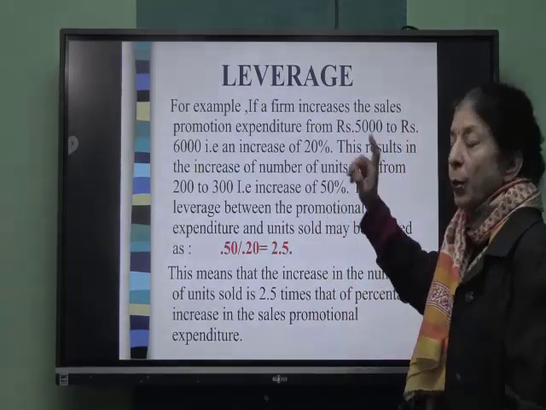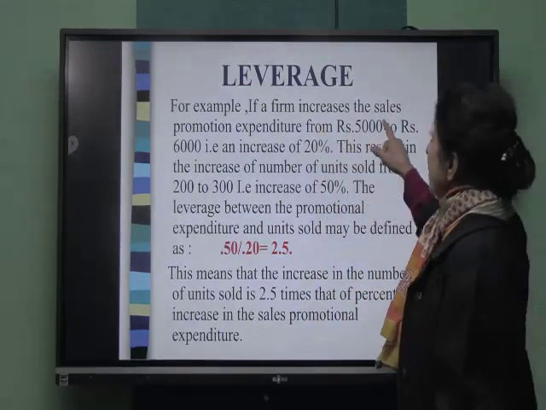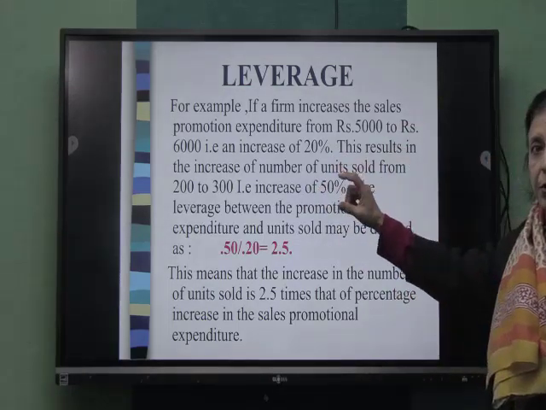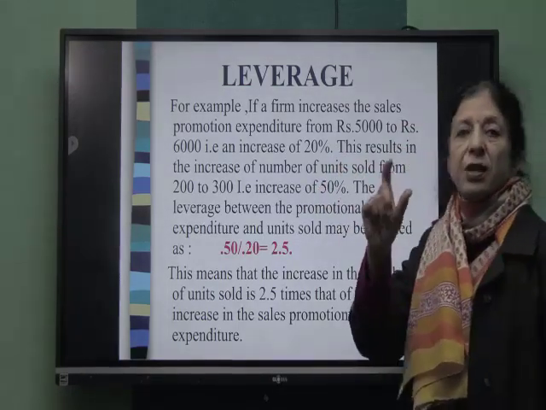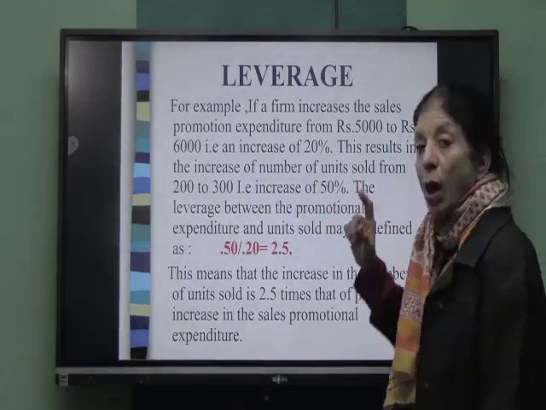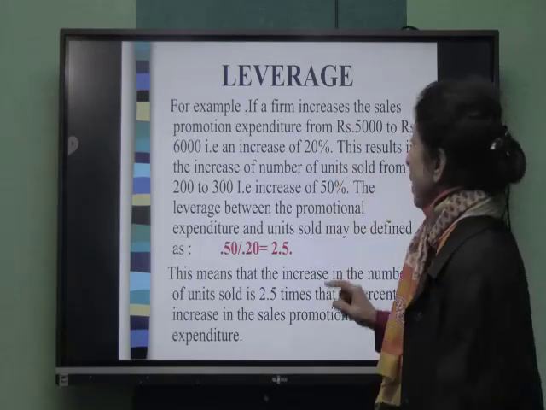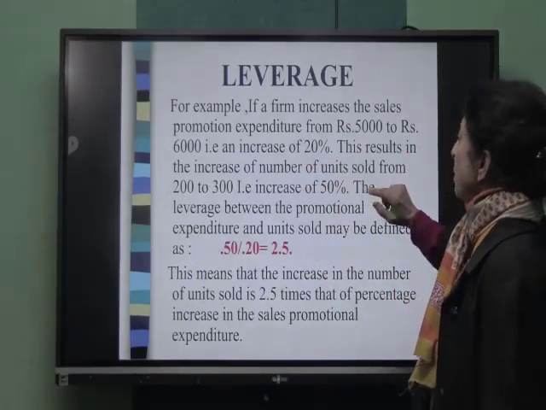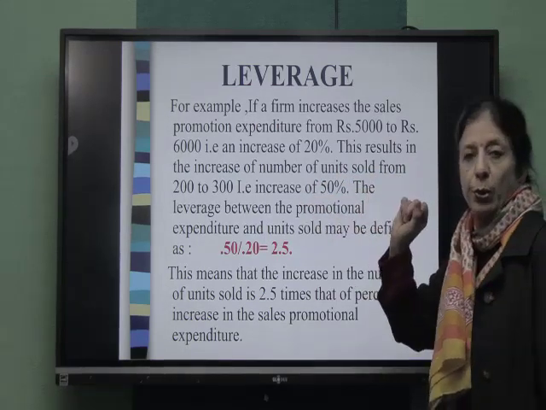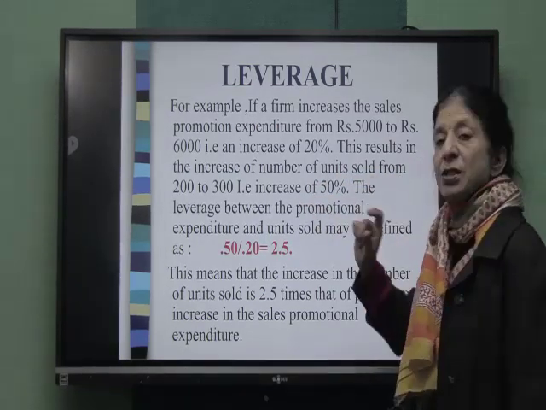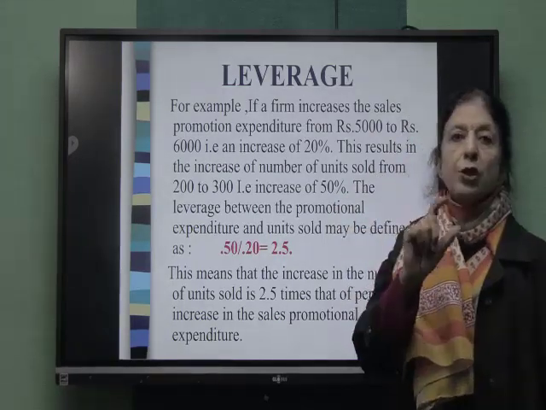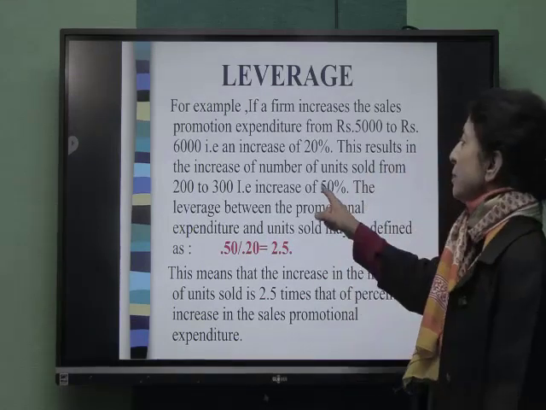Just see, read the example. Now, if the firm increases the promotional expenditure from 5,000 to 6,000, how much is the increase? The increase is only 1,000, and 1,000 means 20%. How 20%? 1,000 upon 5,000. And that is an increase of 20%. This results in an increase in the number of units sold from 200 to 300. Can you tell me how much is the increase? A 100 unit increase is there, and 100 units upon 200, the initial, comes out to be 50%.